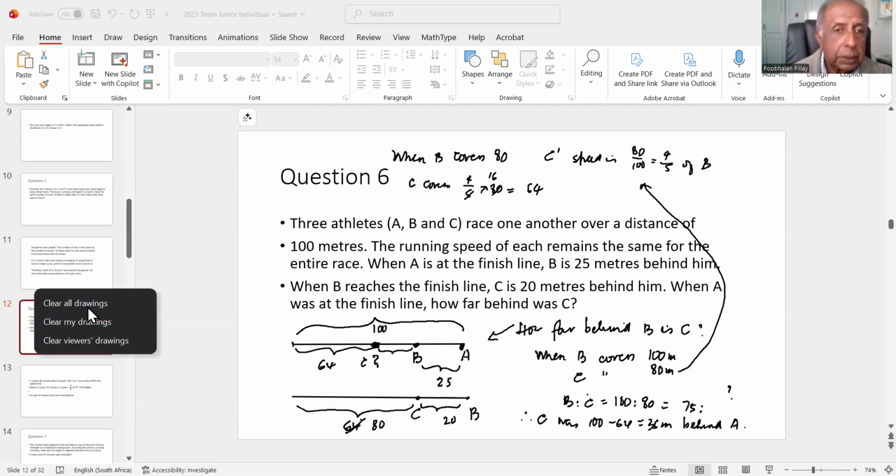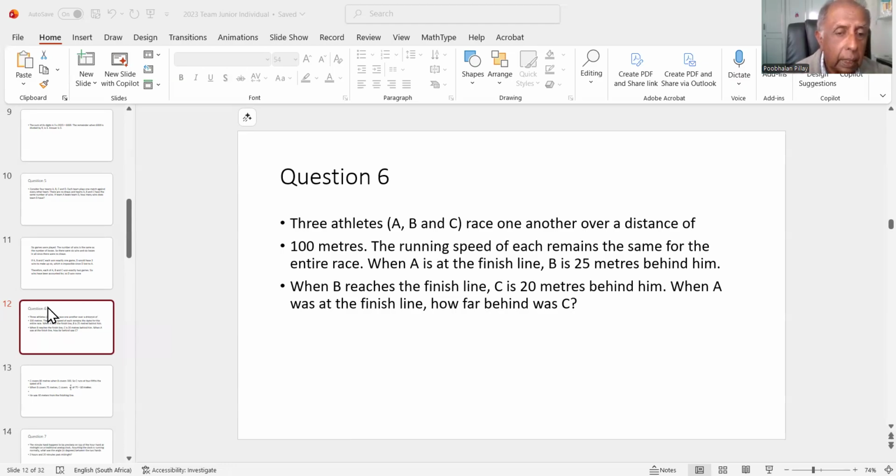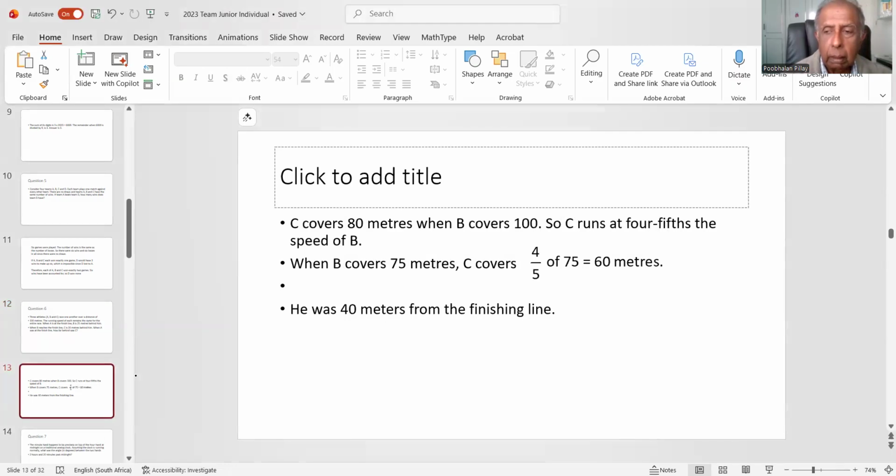Let's check to see whether our answer is right. B covers 75 meters. Oh, I see.